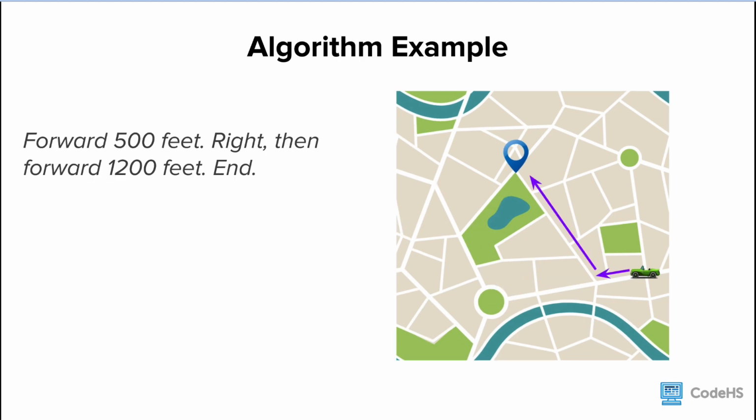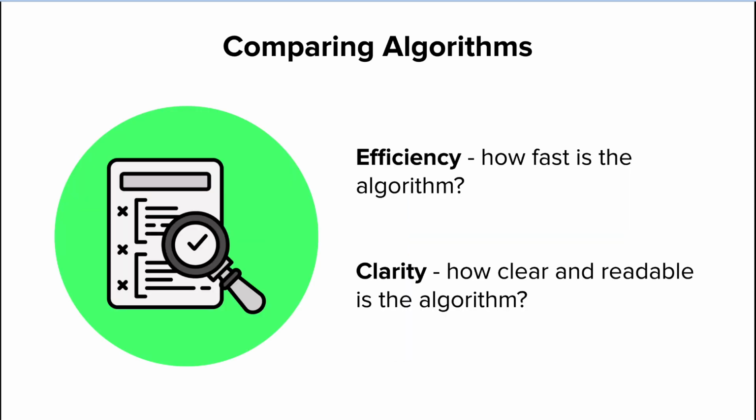Simply having the shortest algorithm is not always the answer either. This algorithm is shorter than our first one, but it's not as clear. The first algorithm we saw was easier to understand. There are many different ways to solve a problem. The two aspects that help when comparing algorithms are efficiency and clarity. Efficiency is taking a look at how fast the algorithm is, and clarity is dependent on how clear and readable the algorithm is. These are both important when writing algorithms.